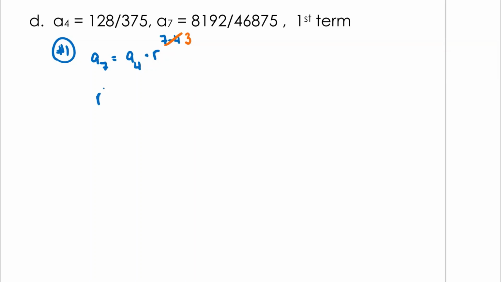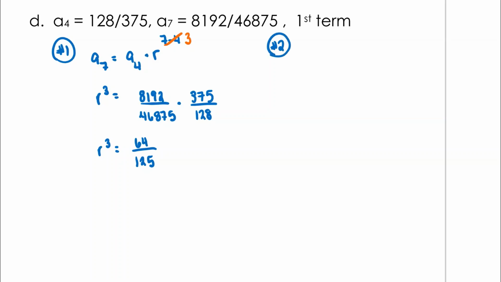So r cubed is going to equal 8192 divided by 46,875, and then I'm going to flip and multiply. So we're going to have 375 divided by 128, and this actually reduces really nicely. It reduces down to 64 over 125. Now, if I need to, I can take the cube roots of both sides, but I'm just going to pause for a moment and see if I need to or not.